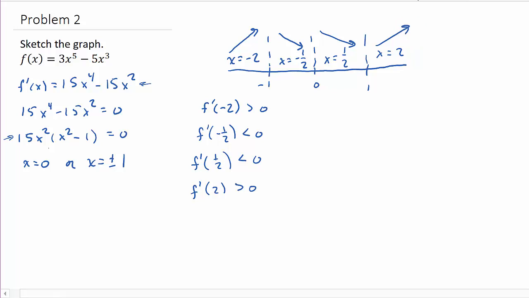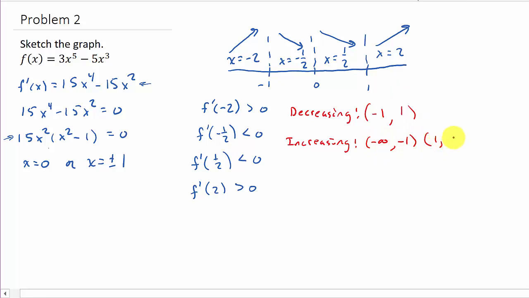Okay. So that tells me that this thing is decreasing from -1 to 1. From -1 to 1, it's decreasing. And then it's increasing from -infinity to -1 and from 1 to positive infinity. See, it's increasing here and here.